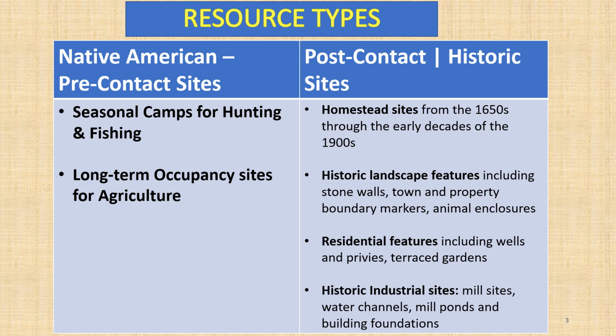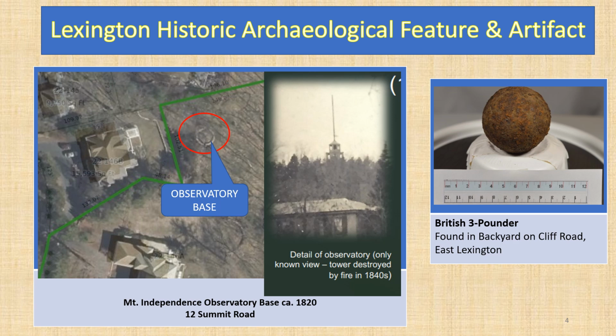They would include historic landscape features such as stone walls, town and property boundary markers, and animal enclosures. Residential features would include wells and privies, as well as terraced gardens. And there are also historic industrial sites, the mill sites, the water channels, mill ponds, and building foundations. In the next few slides, I'd like to review some examples of archaeological features and artifacts.